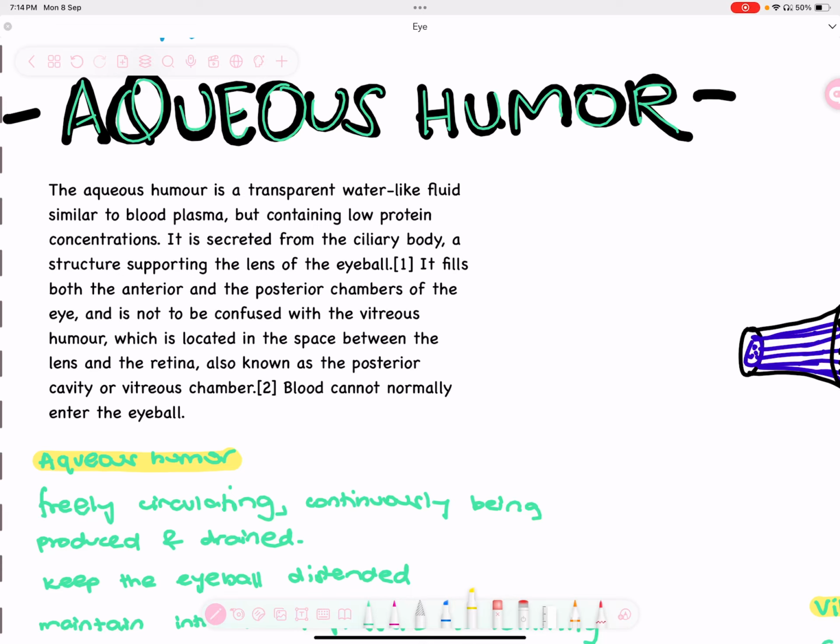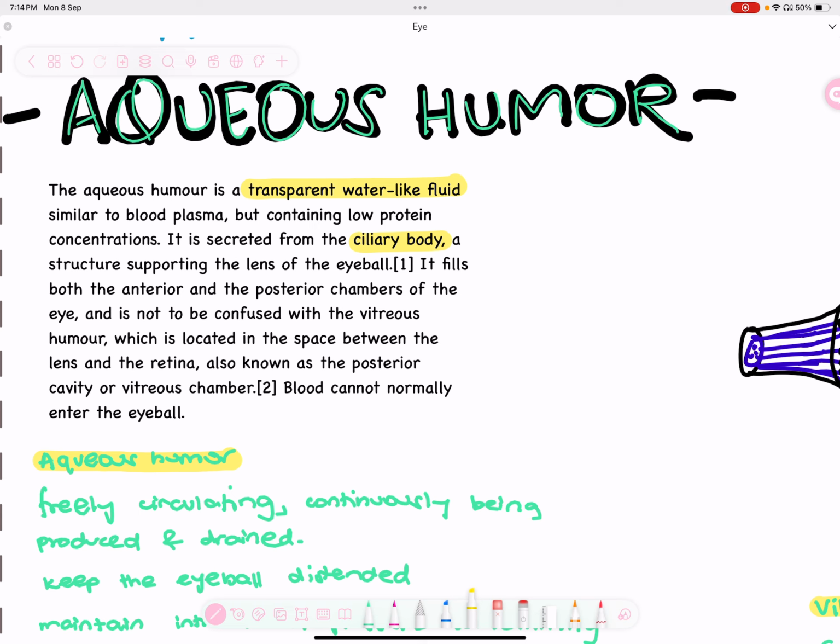Hi everyone, in today's video we're going to be discussing aqueous humor. Now what exactly is aqueous humor? It's a transparent water-like fluid similar to blood plasma, but obviously it contains far less protein, and it is created from the ciliary body, which is a structure that supports the lens of the eyeball.